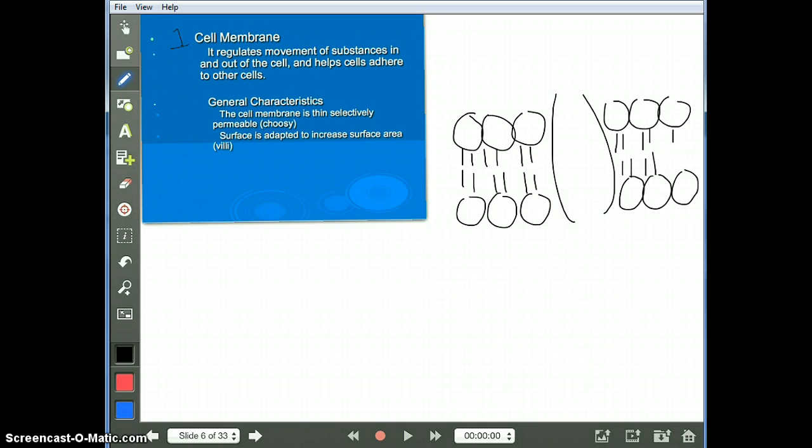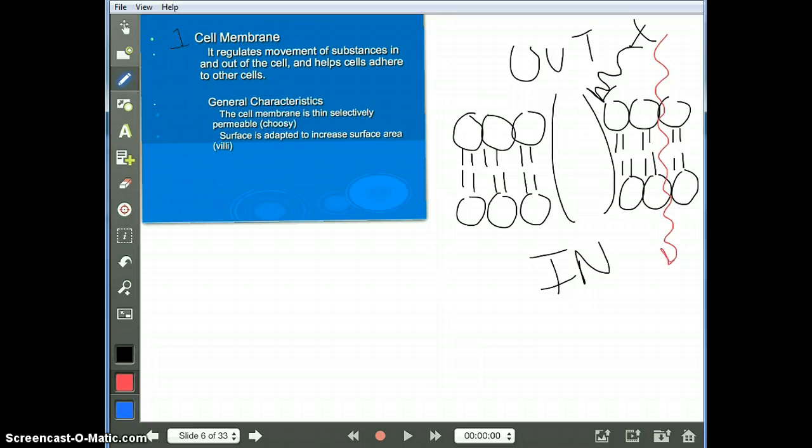Now, the job of a cell membrane, if this is inside the cell, this is out, is to allow certain particles to move their way through. Sometimes these little particles can move their way through this way, but if they're too big, they need help, and they've got to go in these big doors.